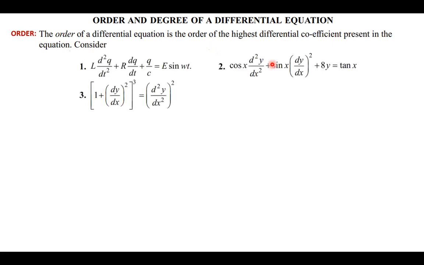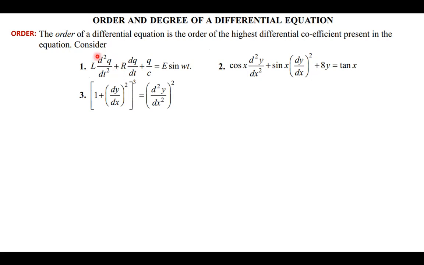Look at these equations here. When you look at these equations, you check that we have d²q/dt², and you also have dq/dt. Now when you talk about the order, you simply get the d²q/dt². So the order of this differential equation, the first one here, is 2. Why? Because the highest order of this differential equation is 2.